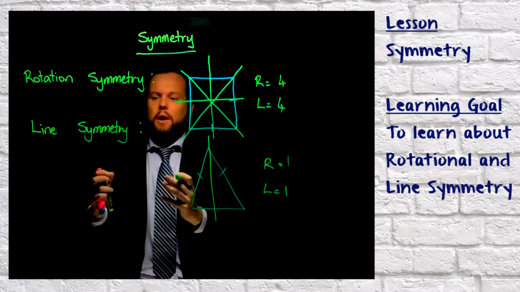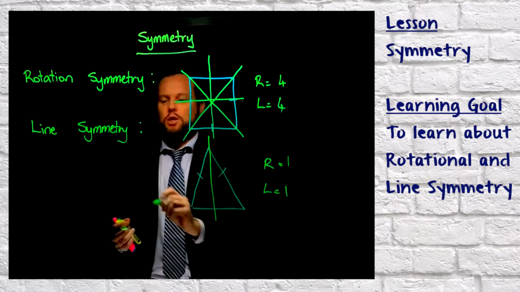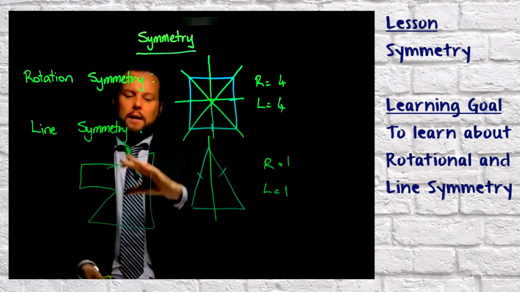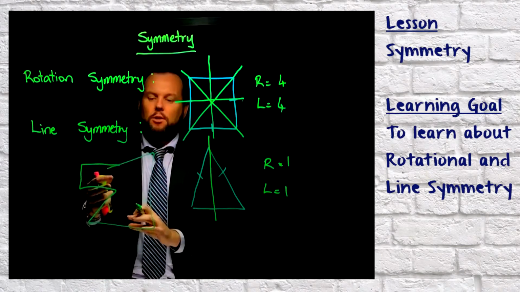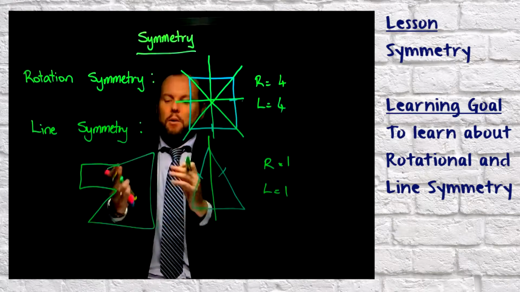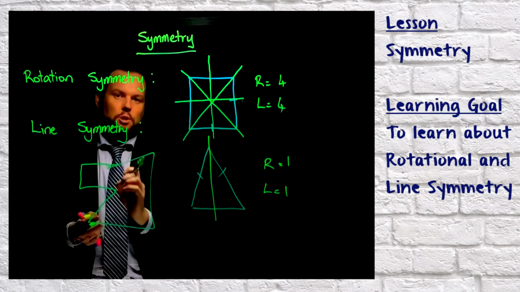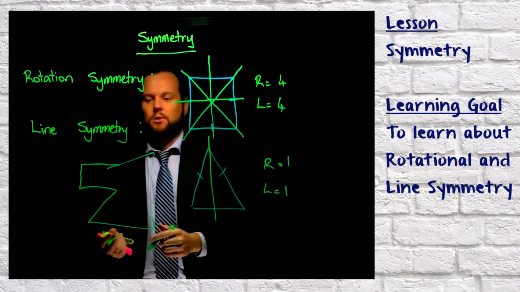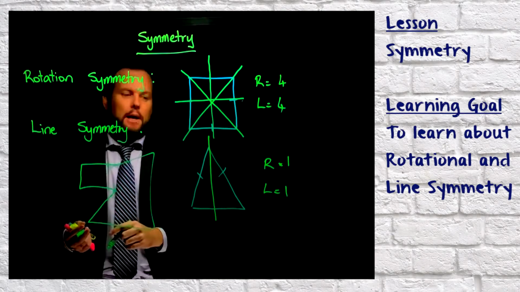When you have a funny looking shape, you could flip it around 360 degrees and it wouldn't look the same at all until it gets back to the beginning. We would say it has a rotational symmetry of 1. So if there is no rotational symmetry, it has a rotational symmetry of 1.